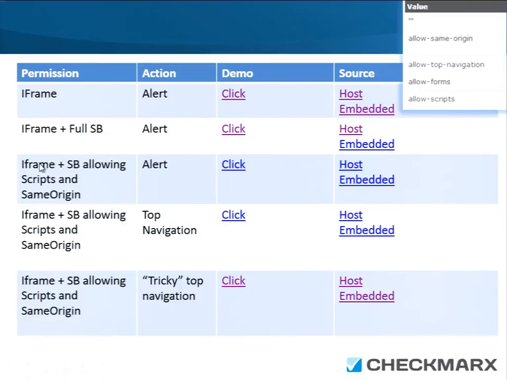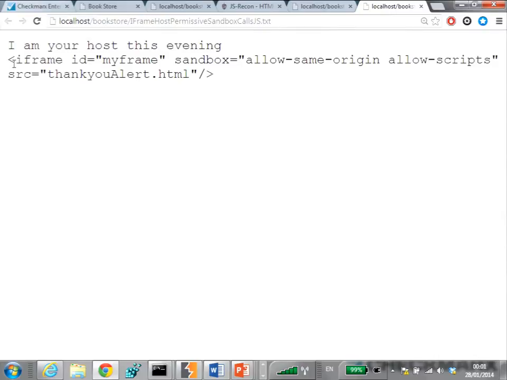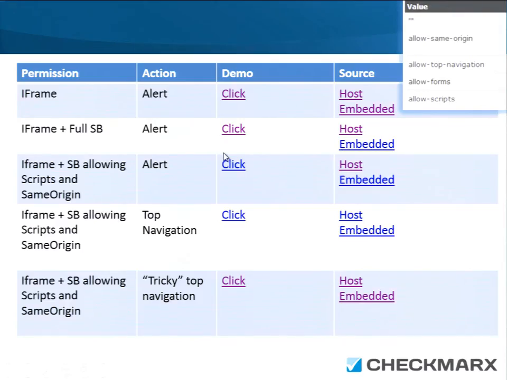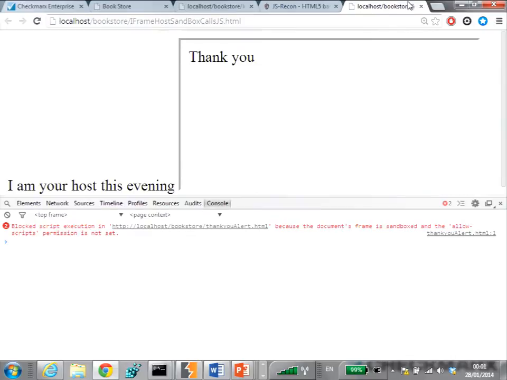That's nice. Now let's do the very same embedded page that pops up the alert. I have an iframe with a sandbox, but the sandbox allows scripts and same origin. Okay, let's do that. Okay, that would be the host. Okay, I have an iframe with an ID. Okay, sandbox allows same origin and allows scripts. Okay, so will we see the pop-up right now or not? Okay, perfect. Okay, that was easy so far.